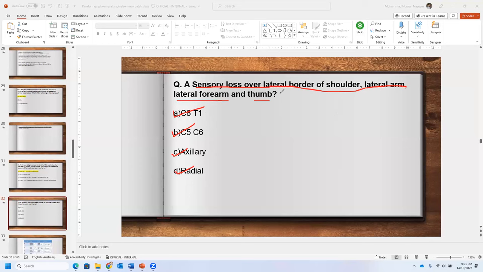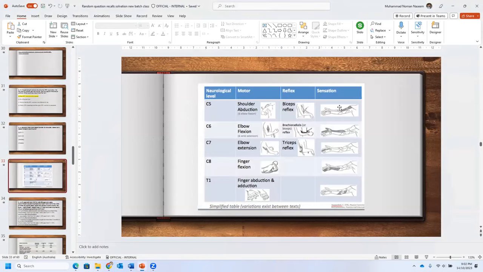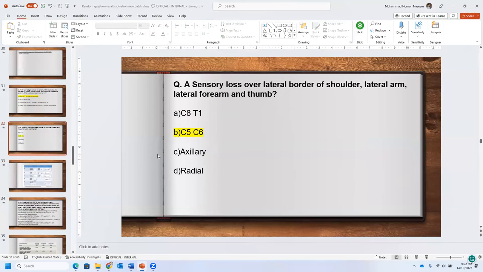So a patient is having the sensory loss of the lateral border of the shoulder and lateral arm, lateral forearm, and thumb. Let me just open up. So which dermatome is it? Look at this one, guys, and now give me the answer. C5, shoulder, sensation is the lateral part of the shoulder. C6, lateral part of the arm, thumb, and index finger. C7 is just the middle finger. C8 is ring finger and little finger, and also medial part of the arm. T1 is the medial part of the arm and most part of the forearm. So now the option is C5 and C6 that is having the sensory loss.